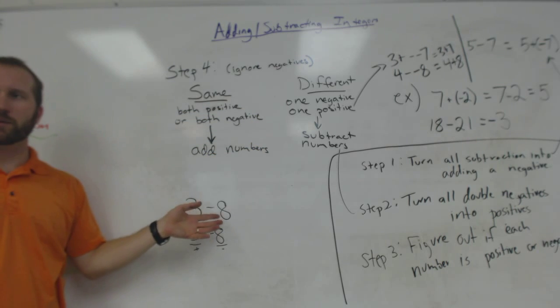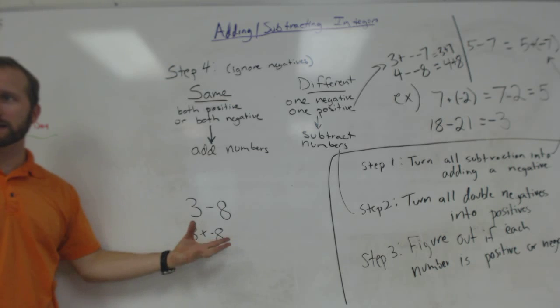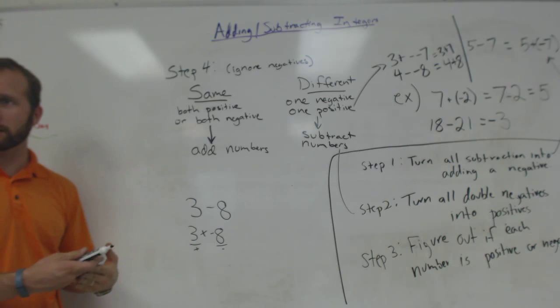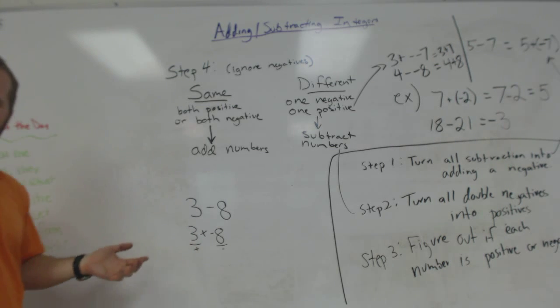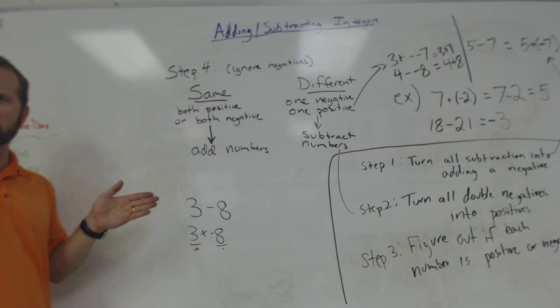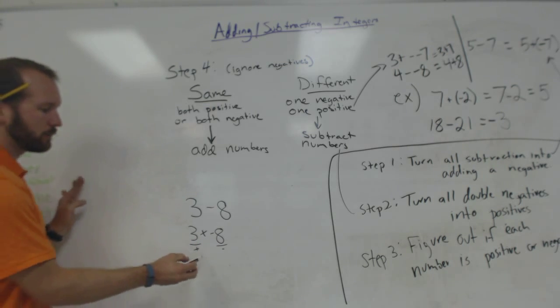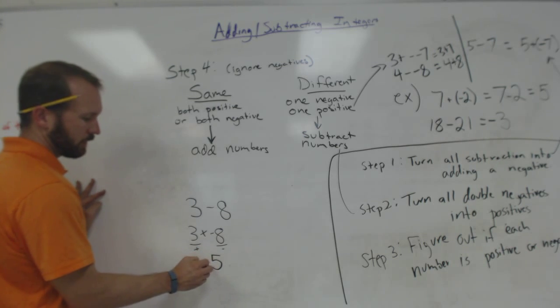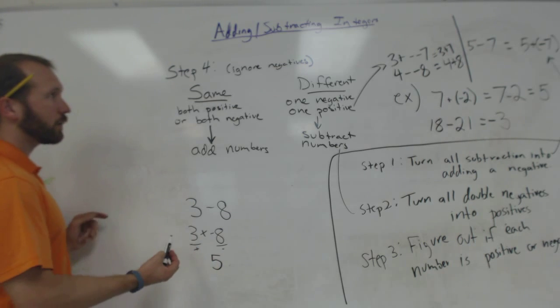What is 3 minus 8? What is 8 minus 3? What is the difference between 3 and 8? 5. 5 is the difference. You guys understand that 5 is the difference? It's the number between 3 and 8. There's 5 between them on the number line. I'm not quite done.